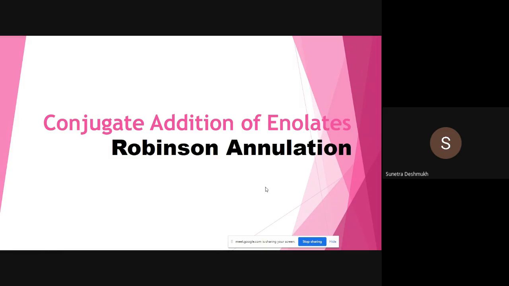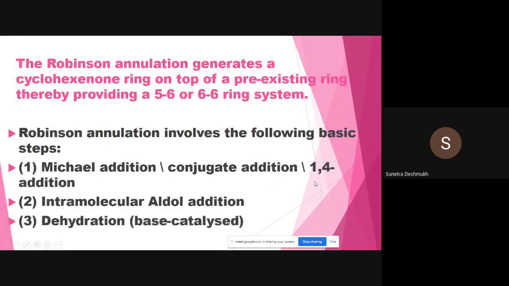So this is conjugate addition. This is one for conjugate addition of enolates. Okay, so we'll see now what this reaction is. Robinson annulation reaction generates a cyclohexanone ring. So, generation of one more ring. This generates one new cyclohexanone ring on top of a pre-existing ring.